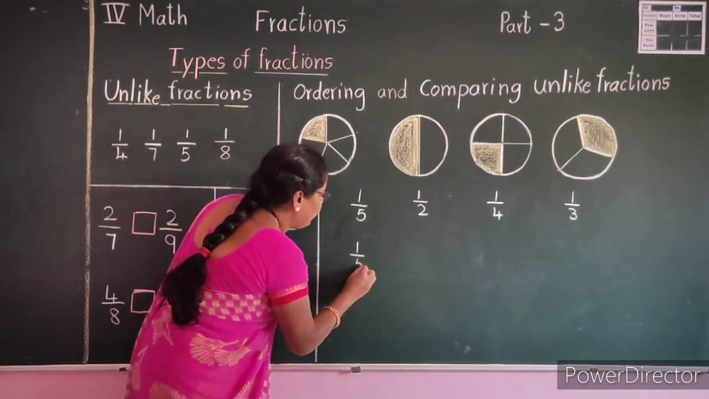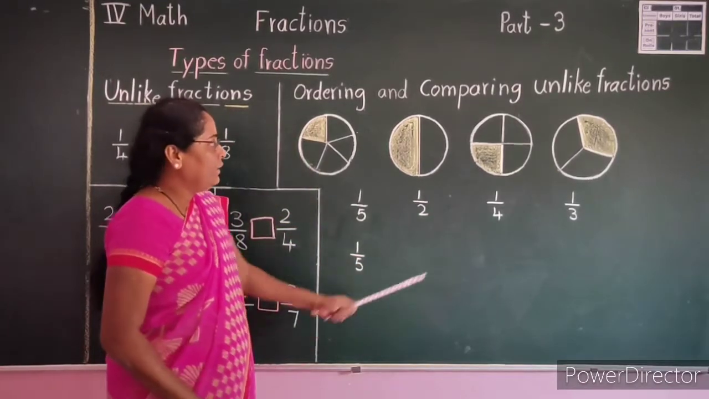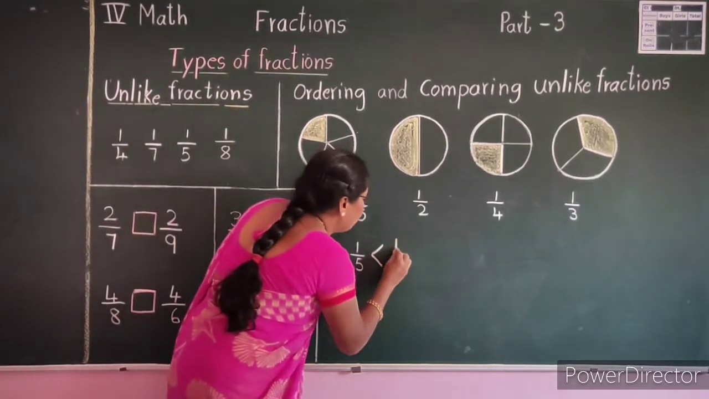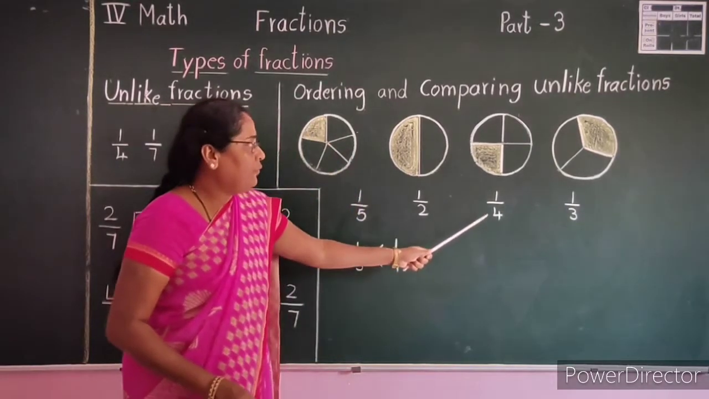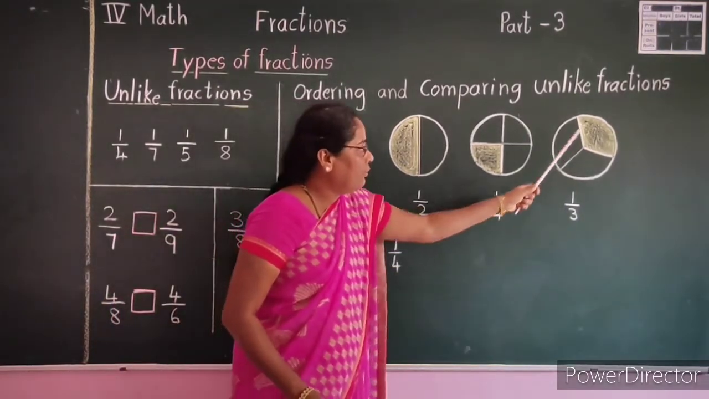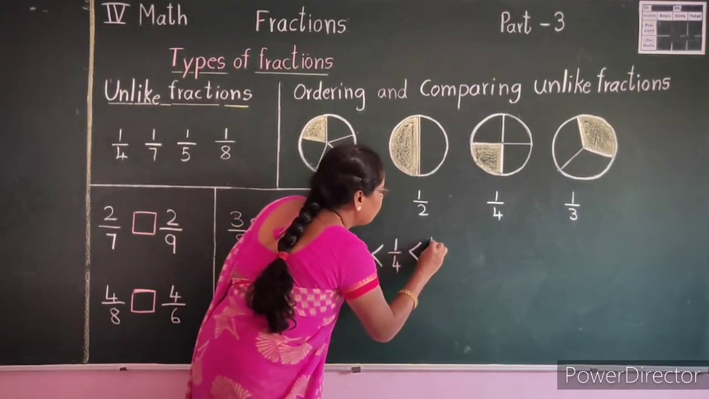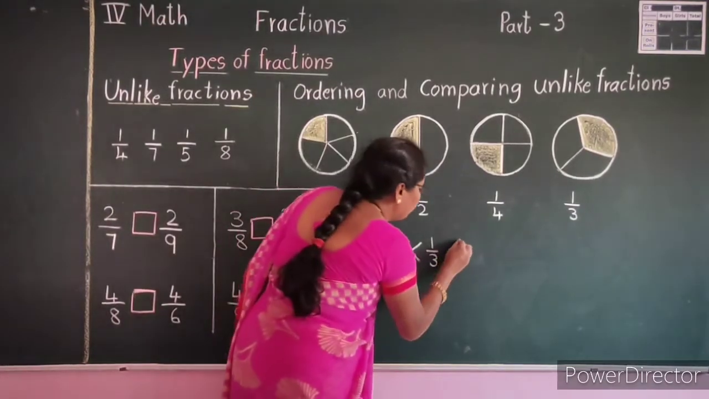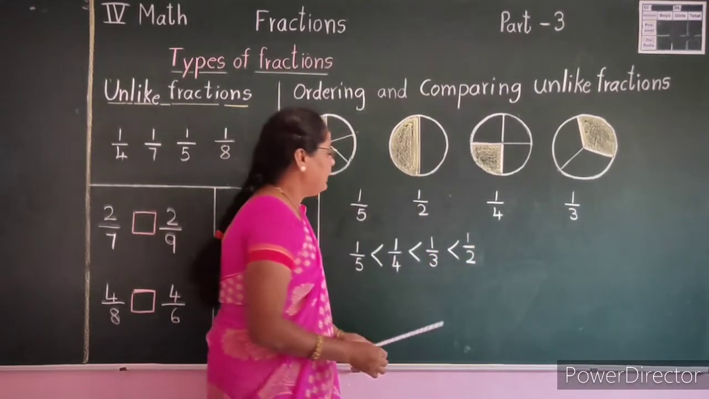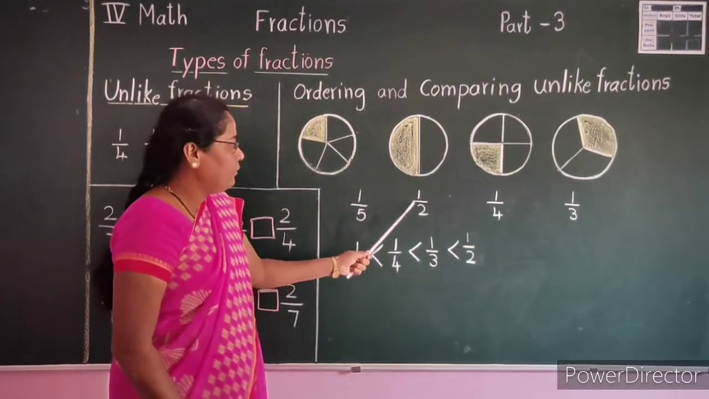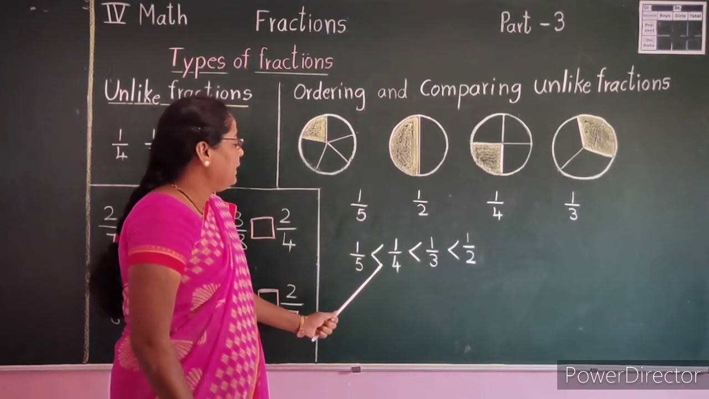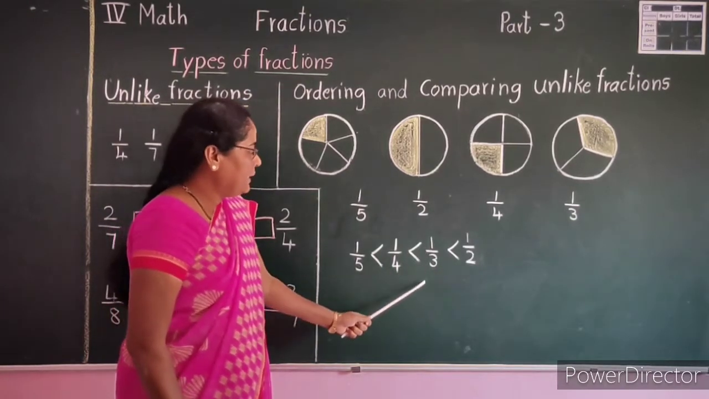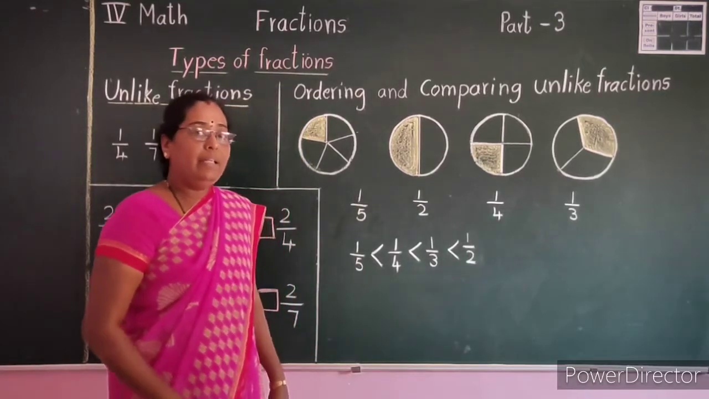1 by 5 is less than 1 by 4. 1 by 4 is less than 1 by 3. 1 by 3 is less than 1 by 2. Here, the greatest fraction is 1 by 2.